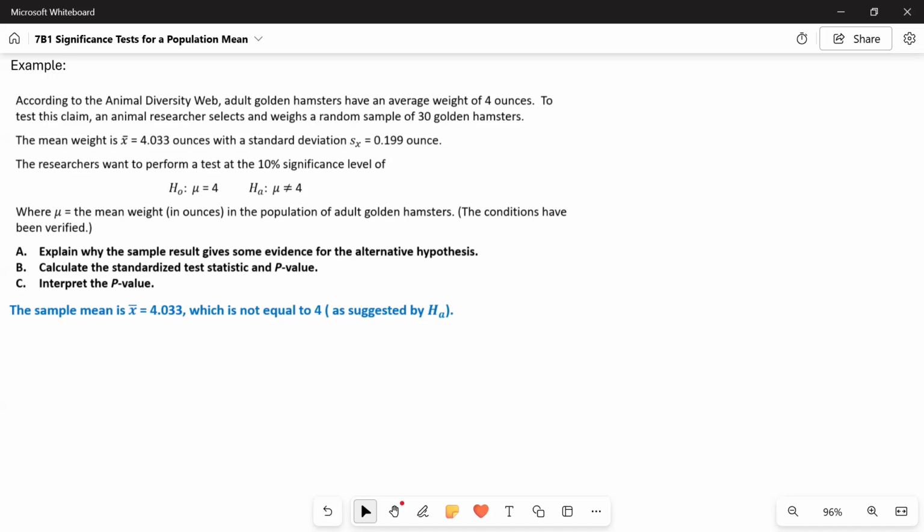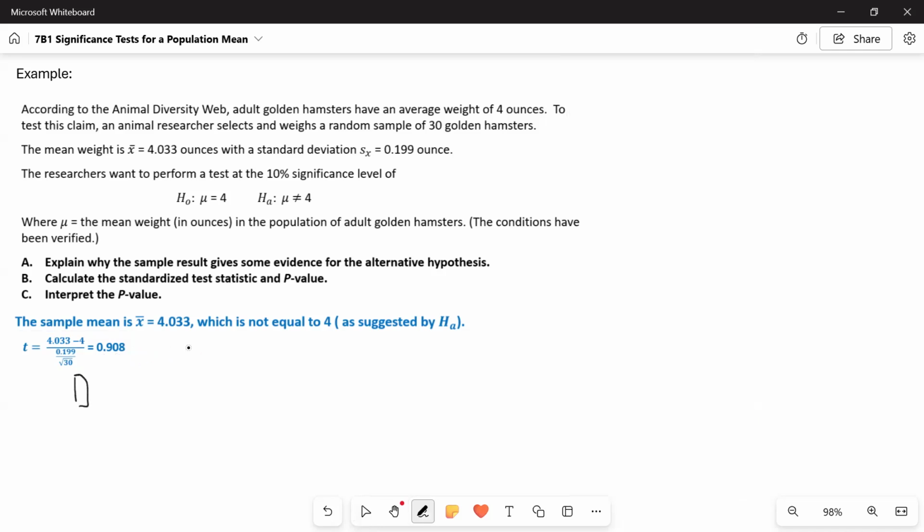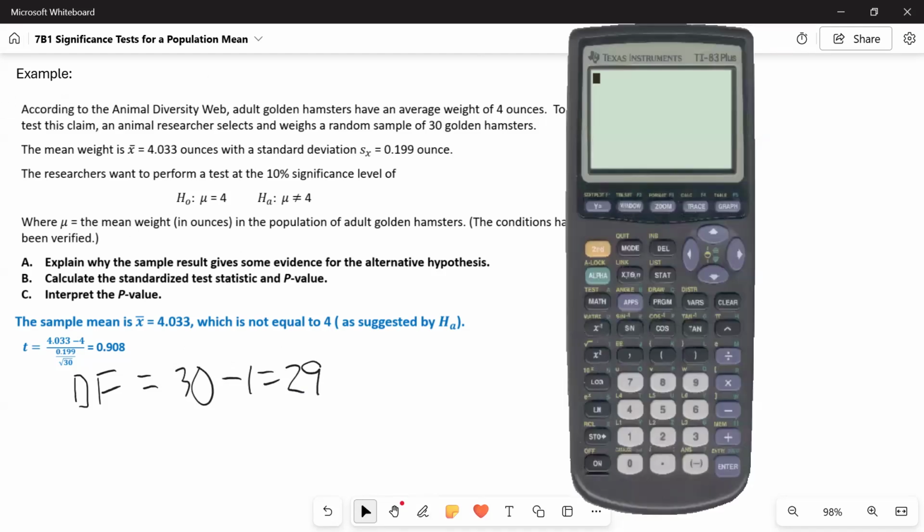So the value of t is calculated as such. The sample mean, subtracted by the hypothesized mean, divided by the standard error of the statistic. So it's 0.908. That's our t value. Now, the degrees of freedom are going to be 30 minus 1, which is 29. Okay. And then we can use our calculator to calculate the actual p-value there.